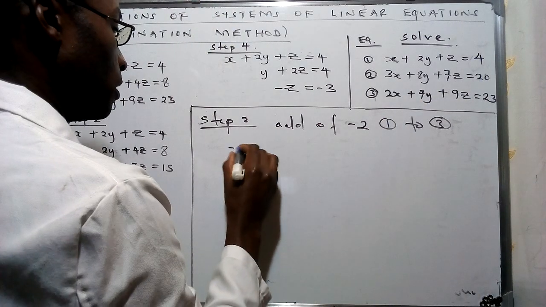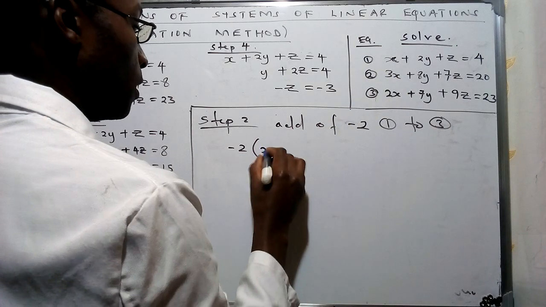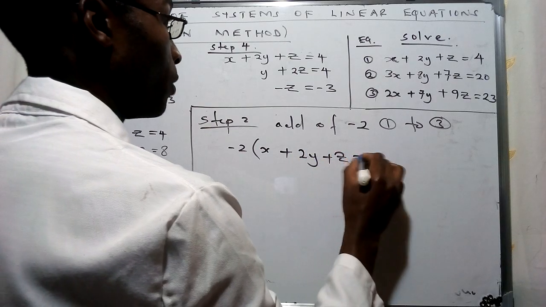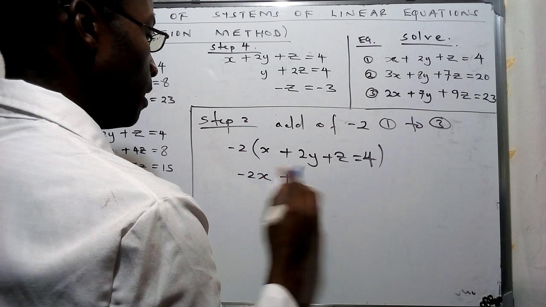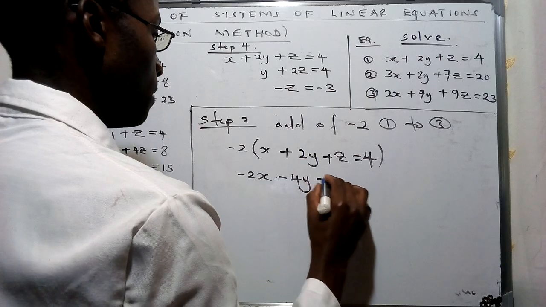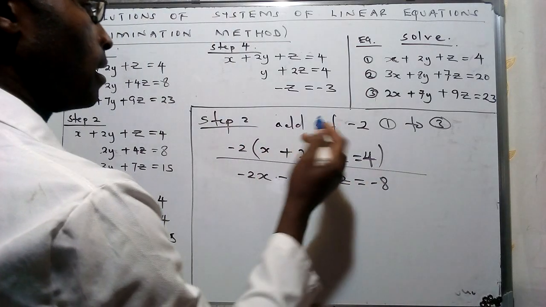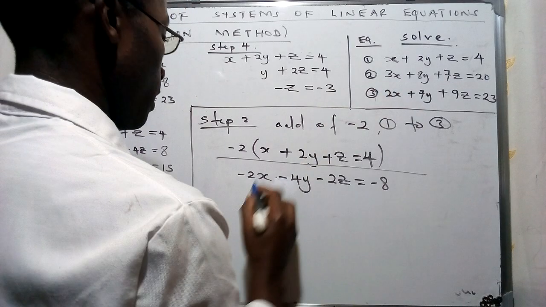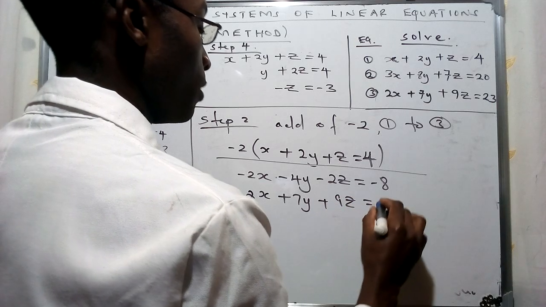So first we're going to evaluate the negative 2 times the first equation. The first equation is x plus 2y plus z equivalent to 4. So the value of that one is going to be giving us negative 2x minus 4y minus 2z is equivalent to minus 8. So this is the value of adding negative 2 times equation 1 to equation 3. Now equation 3 is having the value of 2x plus 7y plus 9z is equivalent to 23.